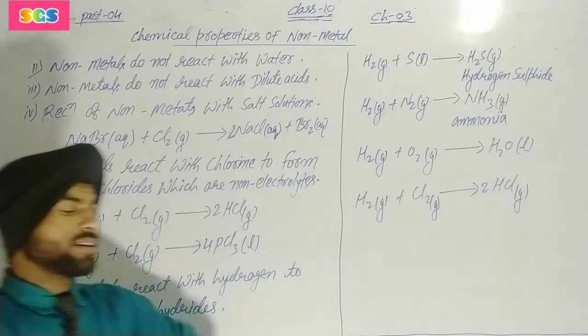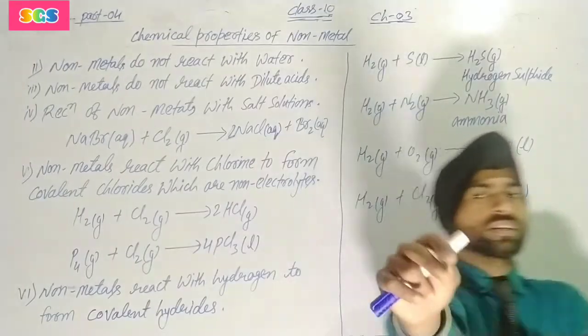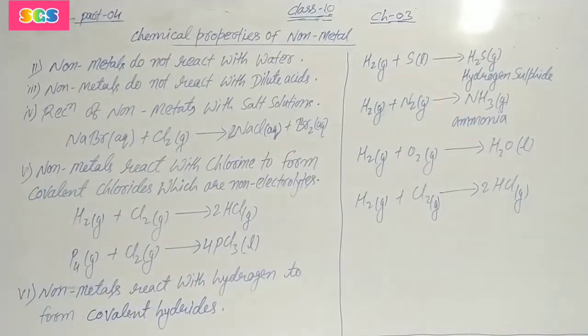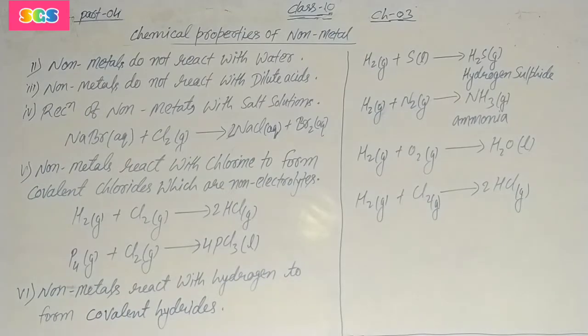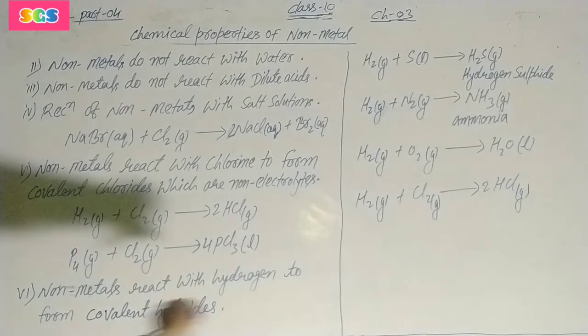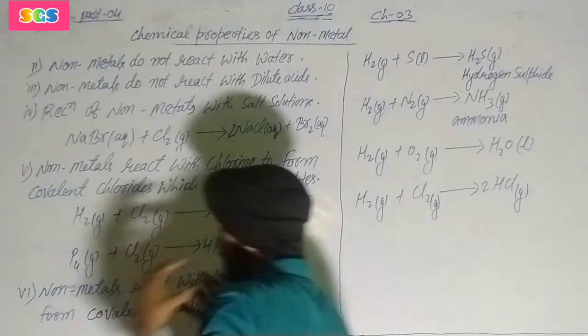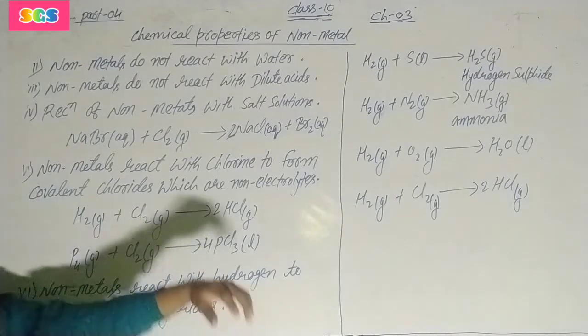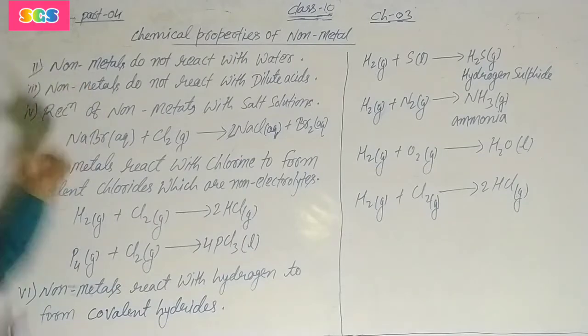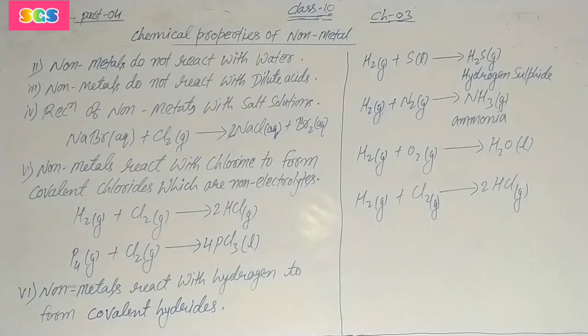So we just have to keep in mind that water and hydrochloric acid contain hydrogen, and that hydrogen can't get reduced if the non-metal can't give electrons to the hydrogen present in water and acid. It means non-metals can't reduce the hydrogen present in acid and water. That's why non-metals do not react with water and acid.